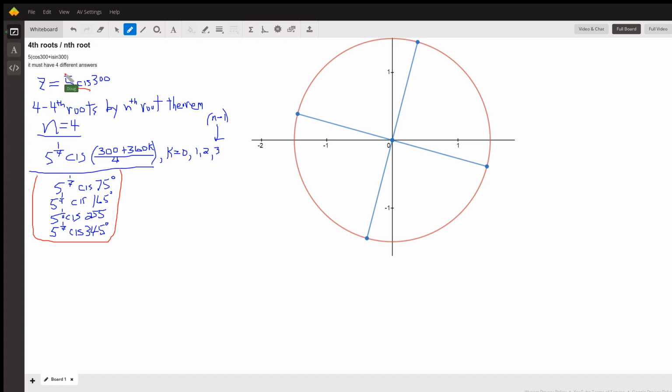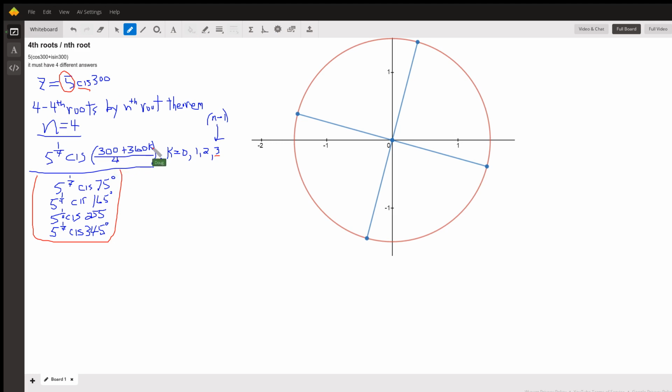We take this number r, raise it to the 1 over n power, or 1 over 4, cis, and then we start with the 300, add on 360k, and divide that all by 4, and let k equal 0, 1, 2, 3. We stop at whatever n minus 1 is. So we're going to have 4 fourth roots of z.